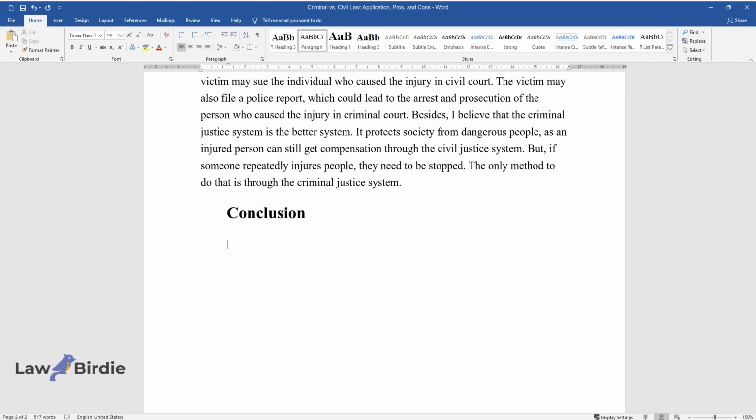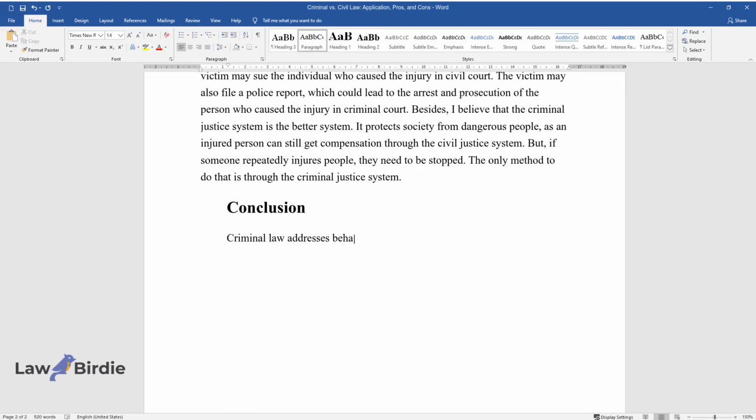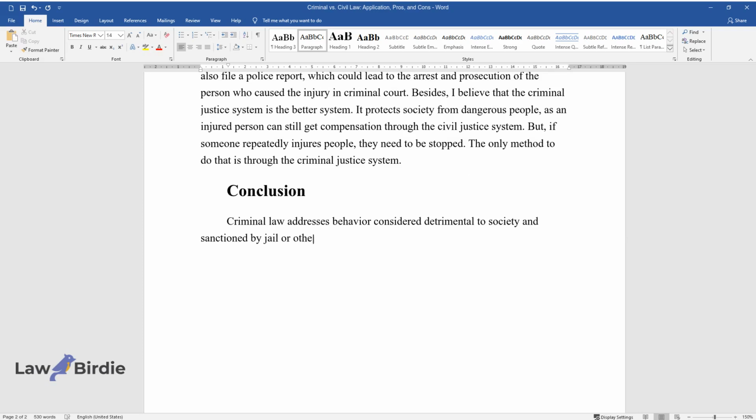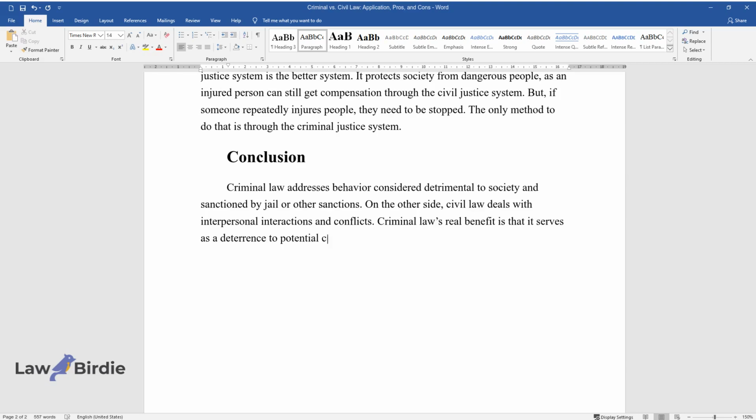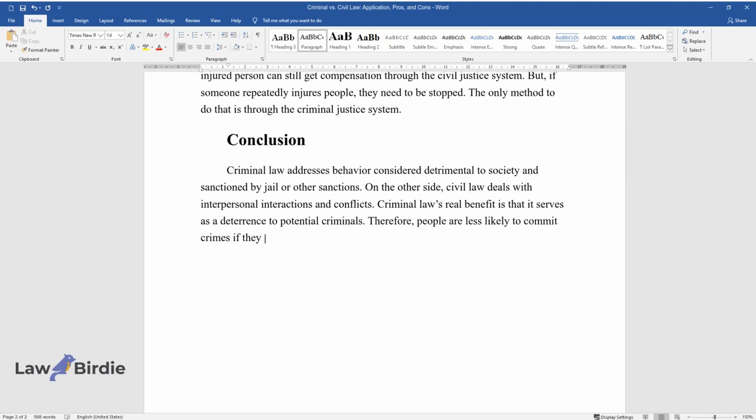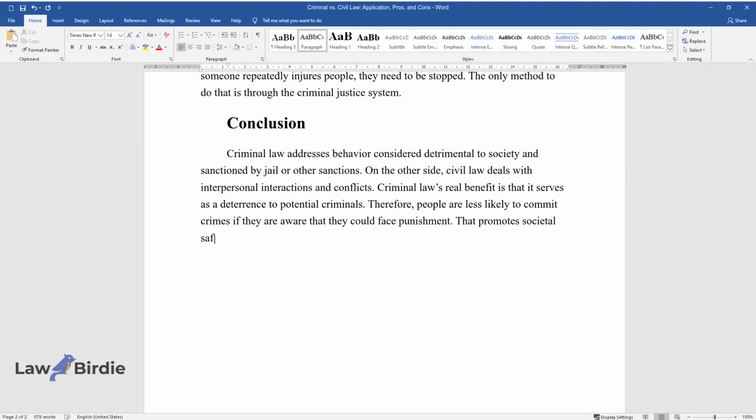Conclusion. Criminal law addresses behavior considered detrimental to society and sanctioned by jail or other sanctions. On the other side, civil law deals with interpersonal interactions and conflicts. Criminal law's real benefit is that it serves as a deterrence to potential criminals. Therefore, people are less likely to commit crimes if they are aware that they could face punishment. That promotes societal safety. However, the deterrent effect of civil law does not exist.